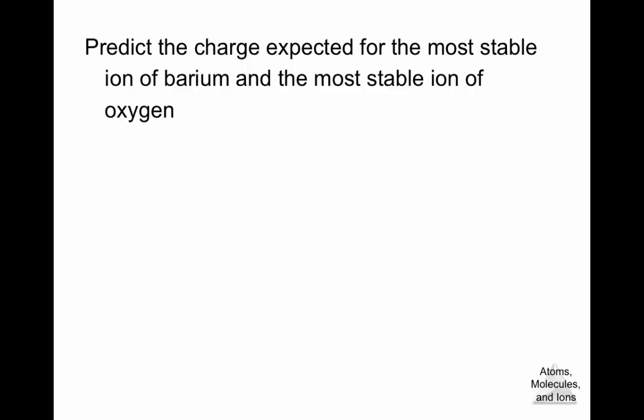So, practice problem. Predict the charge expected for the most stable ion of barium and the most stable ion of oxygen. If you look on the periodic table, barium is in group 2, so it has 2 valence electrons. It is easier for barium to lose those 2 than to gain 6, so barium becomes +2, or 2+.